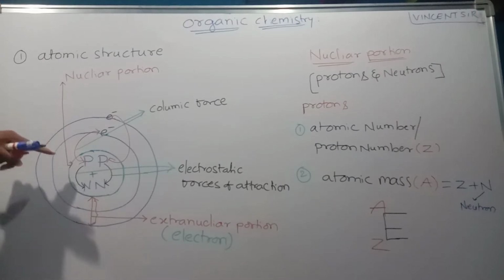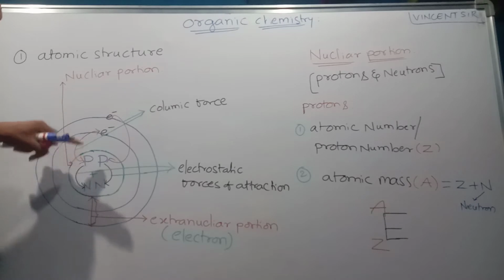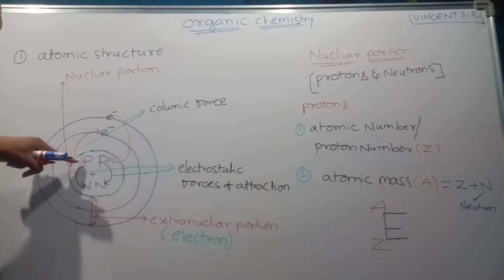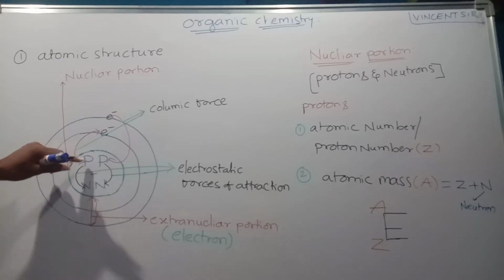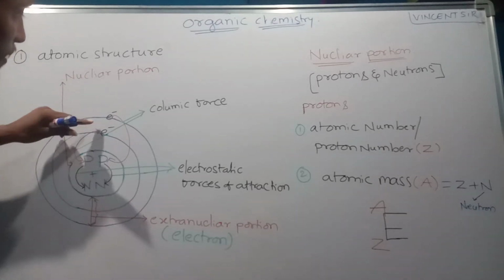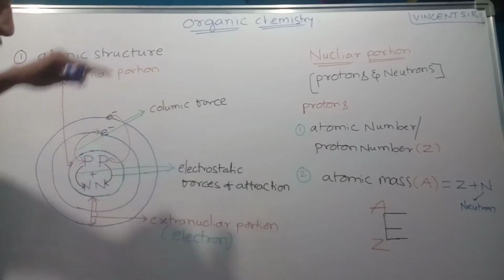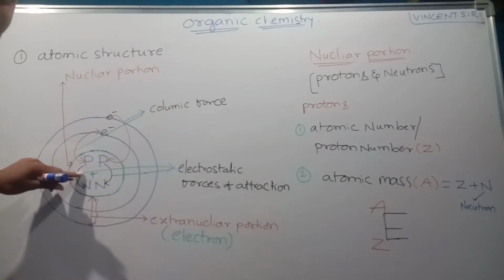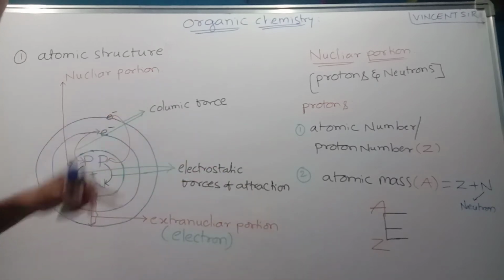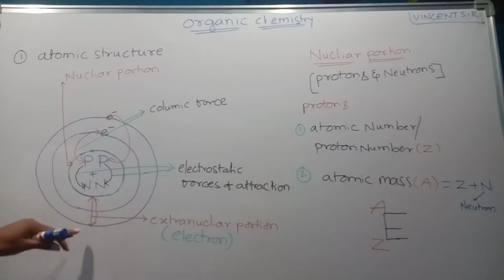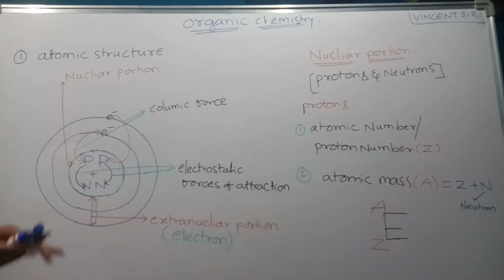Now, there is an interaction between the protons and the electrons, and between the protons and the neutrons in the nucleus. The interaction between the protons and the electrons is known as Coulombic forces, and the interaction between the protons and the neutrons is electrostatic forces of attraction. And the extranuclear portion mainly consists of the electrons.